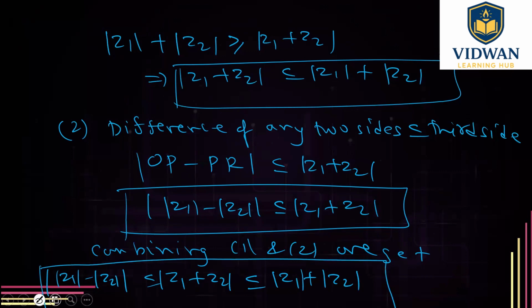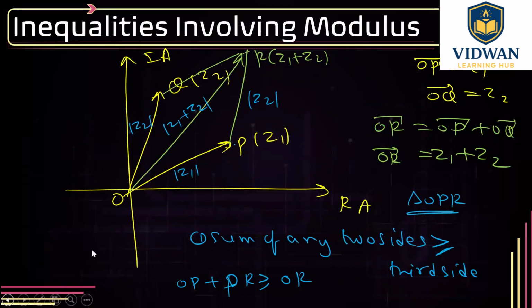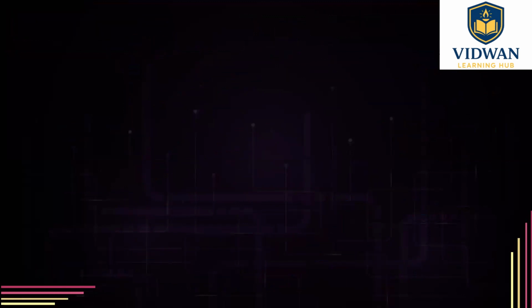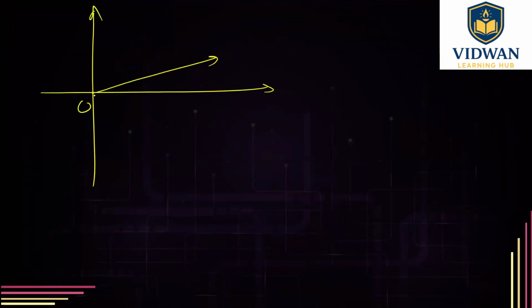Now we can write one more inequality with subtraction of Z1 and Z2 by drawing another triangle here. Let us do that in a different diagram. So let's suppose we again represent the same diagram first. That is, this is OP, this is OQ.